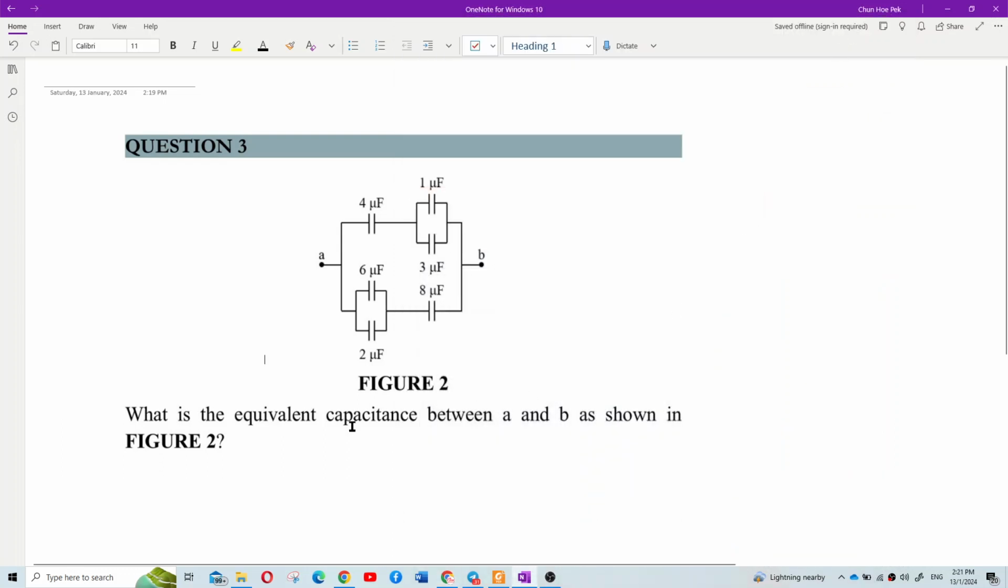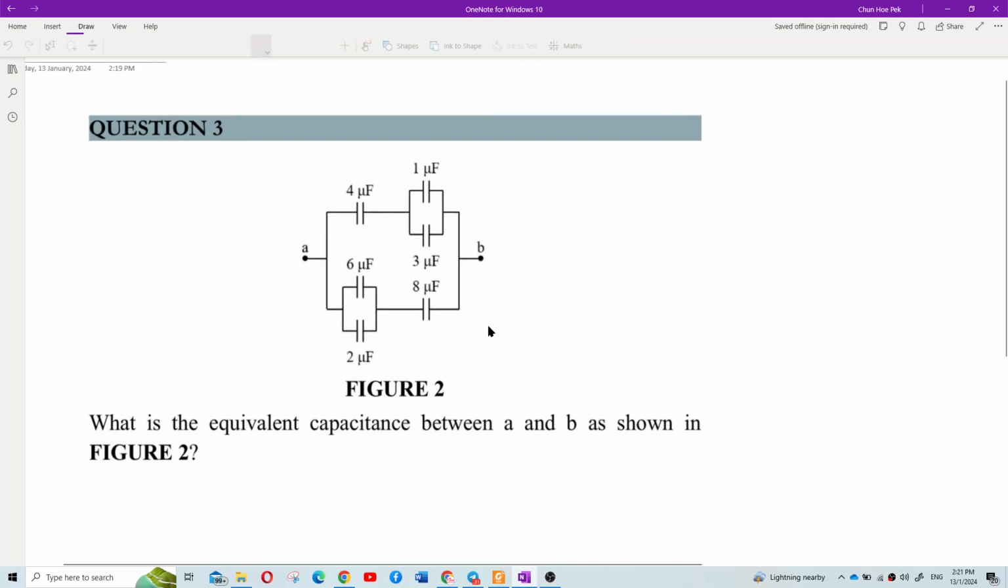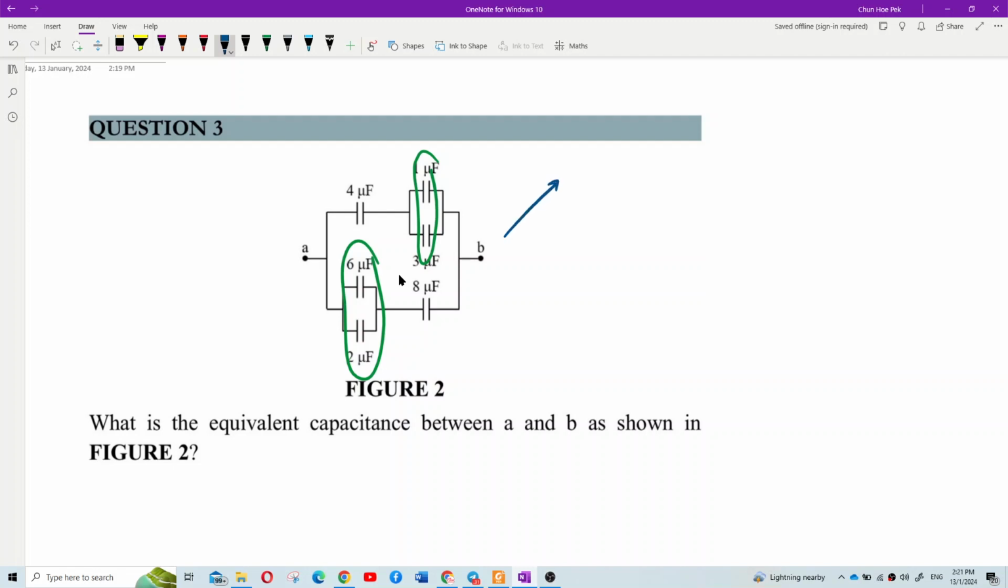Okay, so what is the equivalent capacitance between point A and point B as shown in figure 2? You want to find the total capacitance. You can see here the combination of parallel and series capacitors. So we combine these two first, to become something like this.